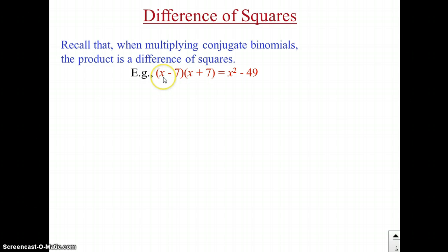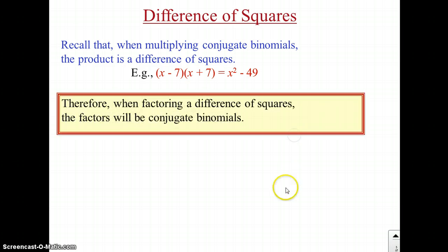If I expand out these two conjugate binomials, I get x times x, which is x squared. I get x times 7, which is positive 7x, and negative 7 times x, which is negative 7x, and those two terms will cancel out to 0. And we've got negative 7 times positive 7 giving us negative 49. So x squared minus 49 is called a difference of squares. x minus 7 times x plus 7 are called conjugate binomials. Therefore, if we're going to factor a difference of squares, the factors will be conjugate binomials. So going the other direction, from x squared minus 49 as two factors, we get conjugate binomials x minus 7 and x plus 7.